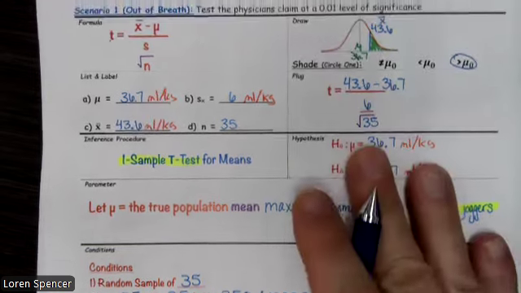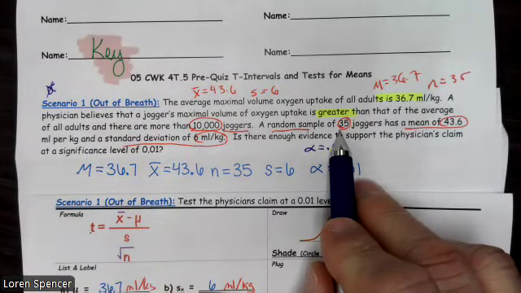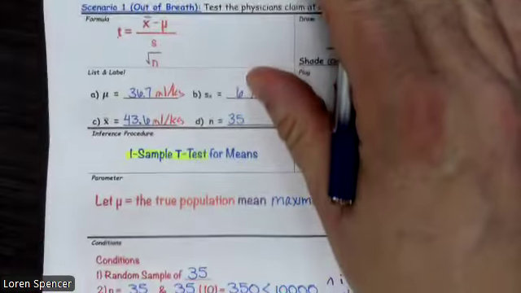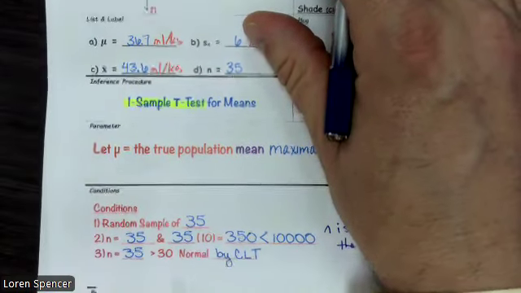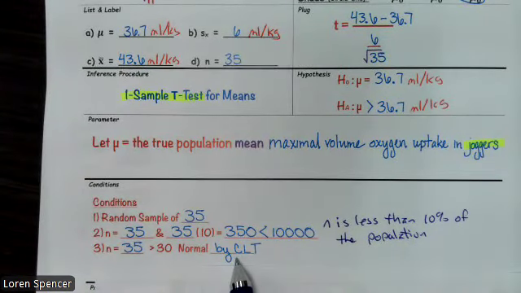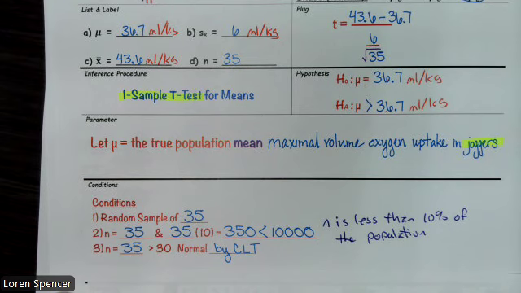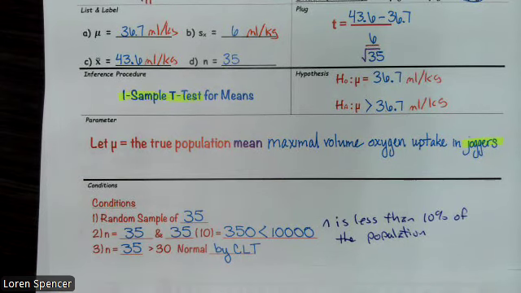Our third condition is normality. When I read it carefully, they didn't say that it was normal, but my sample size is 35. And I know that 35 is greater than 30, so normal by central limit theorem. Please don't forget that CLT stands for central limit theorem. All right, so let's go ahead and run this test.